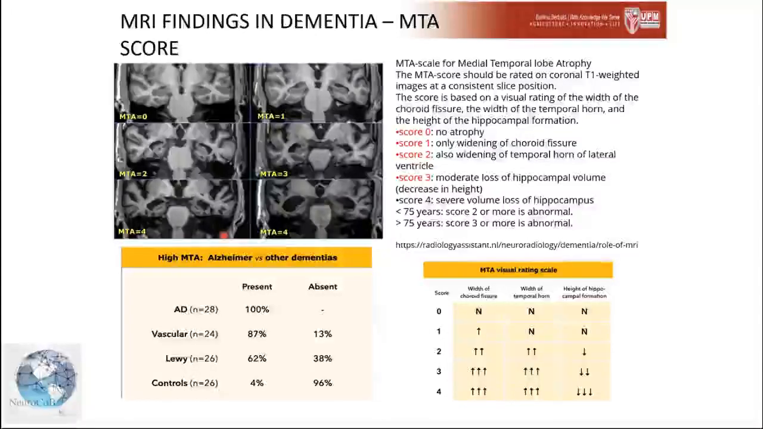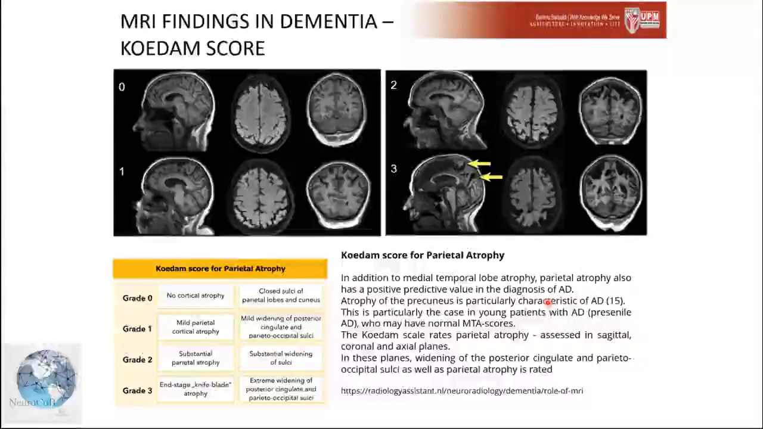As you can see here, with a high MTA score, Alzheimer's is present in almost 100%. Vascular slightly less, about 87%. Lewy body 62%. So this is why the scoring is important for us to assess the different dementias.